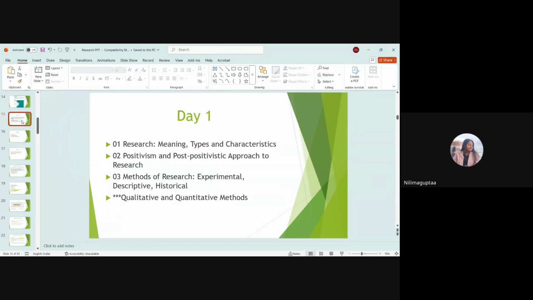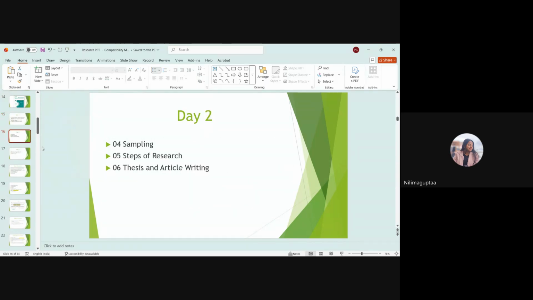Okay. So today we did the meaning, types, characteristics, positivism, post-positivism, different types of research methods and types of research. Also, we did qualitative and quantitative methods of research, one of the major topics from where most of the questions have been asked. Tomorrow we will be doing sampling, probability, non-probability, all those types of sampling. What are the steps of a research, and what is thesis and article writing? Even thesis and article writing have certain steps in that. That will be conducted tomorrow.